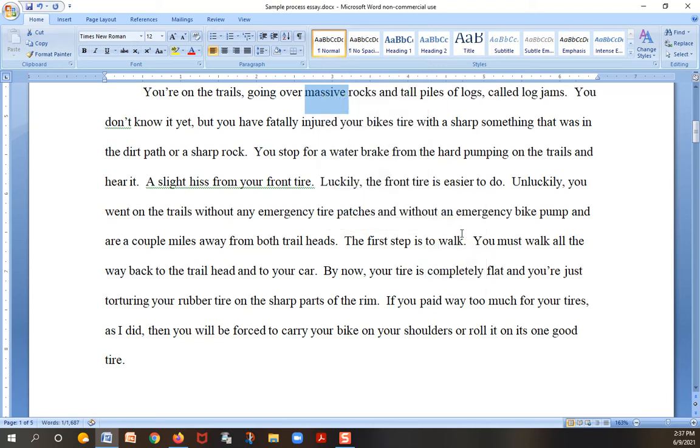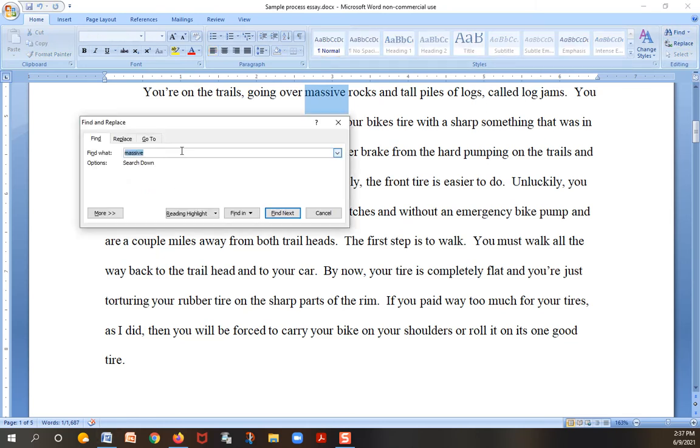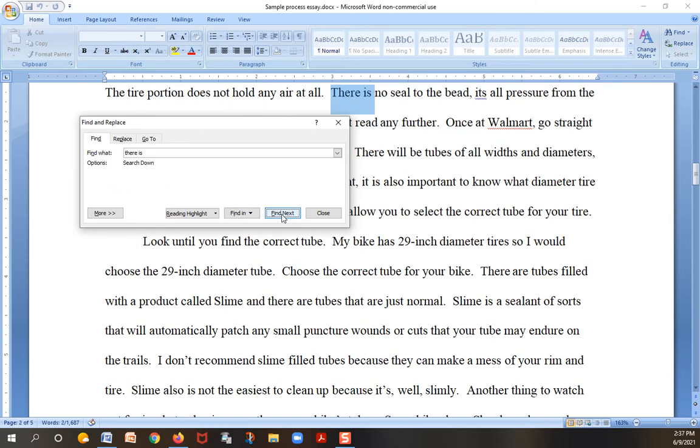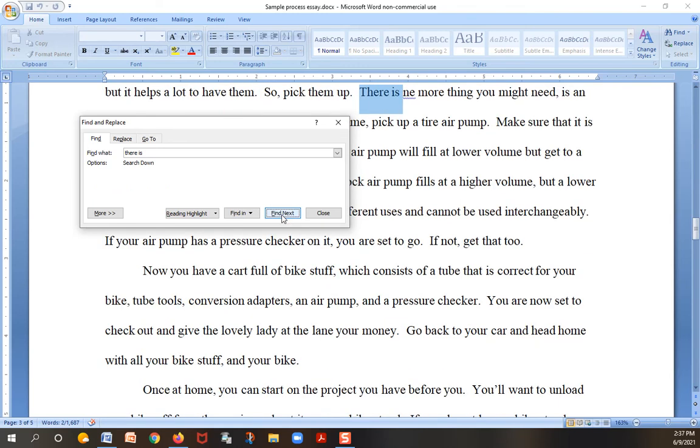Another great thing with the Find tool is you can use it to find what I call junk words. So like there is. Let's see if we can find any of these. There is usually an indirect way of starting a sentence, unnecessary. And you can see here there are 3 of them. There is no reason to be afraid or spend lots of money. You could just say, don't be afraid or spend lots of money. There is, there are, really are unnecessary in most cases. So it's another great tool for you to go in and use when you're revising.